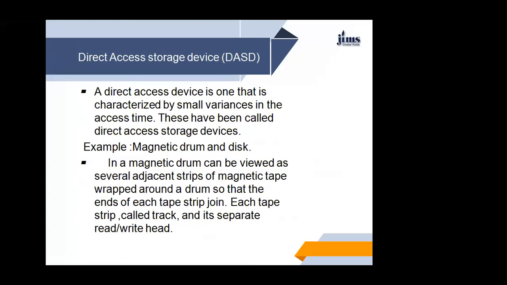A direct access device is one that is characterized by small variance in the access time. These have been called direct access storage devices. Examples of direct access storage devices are the magnetic drum and disk. A magnetic drum can be viewed as several adjacent strips of magnetic tape wrapped around a drum so that the ends of each tape strip join. Each tape strip is called a track, and has its own separate read-write head.